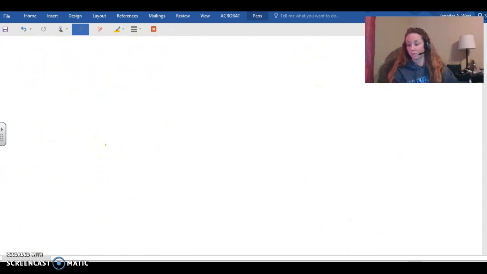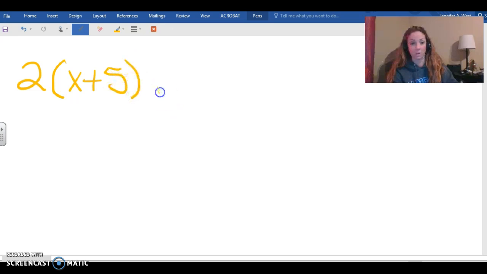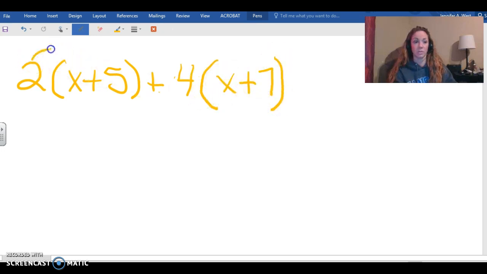All right, let's move up a little bit more. The next one is 2 times x plus 5 plus 4 times x plus 7. So you're going to do the same thing of multiplying everything inside the parentheses by 2. So you wind up with 2x plus 10.